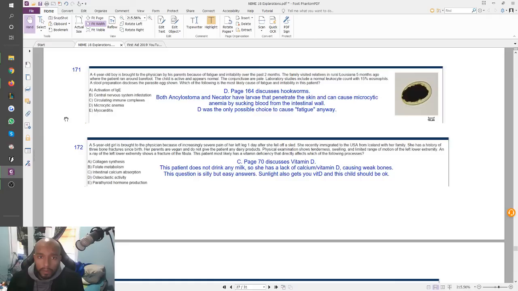The child is active and appears normal. Conjunctivae are pale, so that's anemia. Lab studies include normal leukocytes with 15% eosinophils. Stool preparation shows this egg, and you're like, what is that? Which of the following is the most likely cause of fatigue and irritability in this patient?